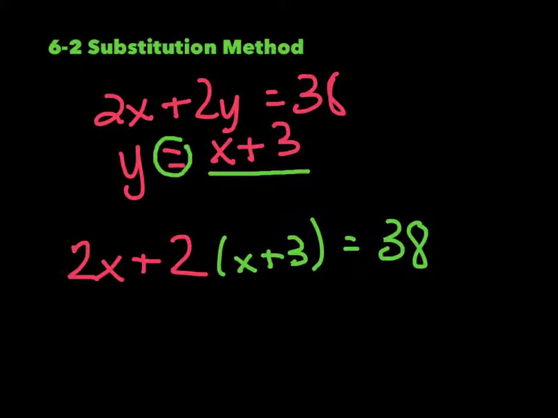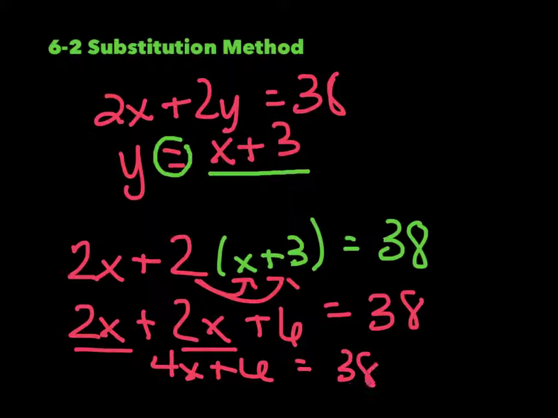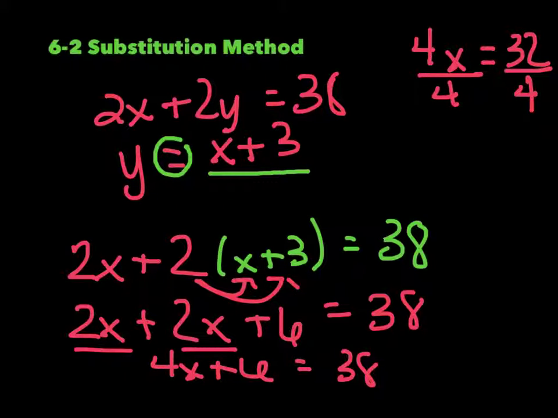Now I only have one variable and I can solve for that one. So what I have is 2x plus, I'm going to distribute 2 times x and 2 times 3, so that's 2x plus 6 is equal to 38. Combine like terms, that's 4x plus 6 is equal to 38. Sorry, I'm running out of room. I'm going to subtract 6 on both sides, so that's 4x is equal to 32. So I divide both sides by 4, and so I get x is equal to 8.